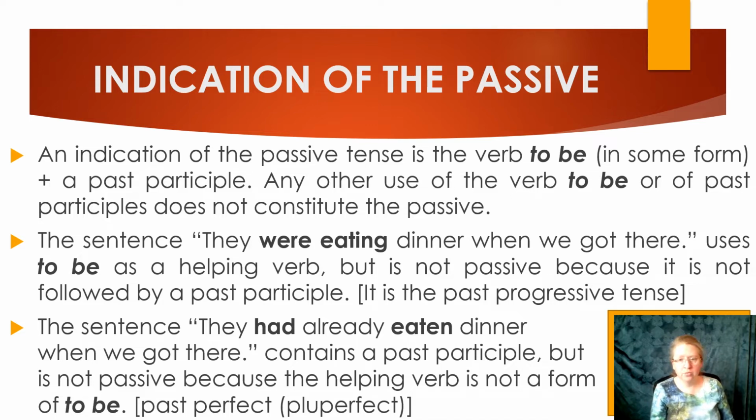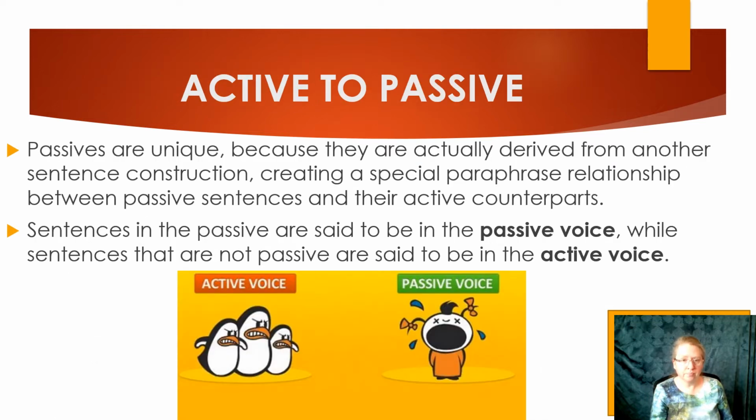All right, so in order for it to be passive, it needs to have a form of the verb to be plus the past participle. It can't have one or the other, it has to have both.